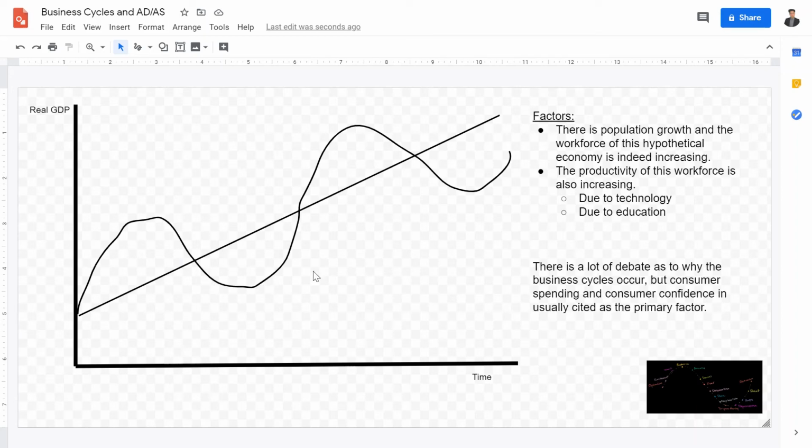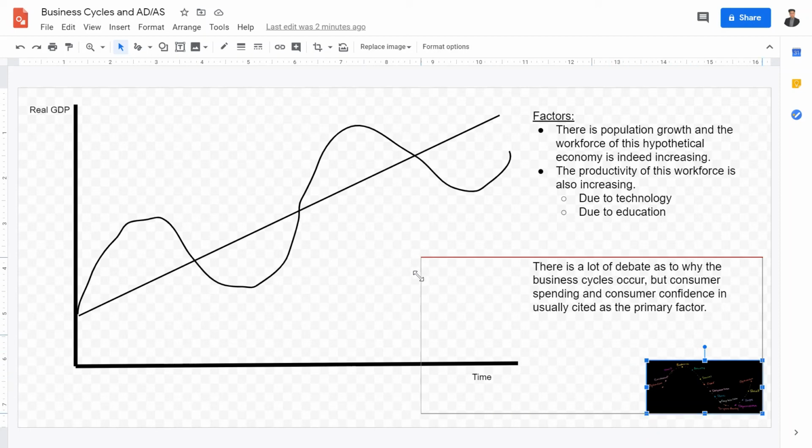Now, the Keynesian economists will say government intervention, maybe lowering the interest rates, and having fiscal and monetary policies, will lead the economy back into confidence again. So although there's a lot of debate concerning why the business cycle occurs, it is generally accepted that consumer confidence and consumer spending are associated with the business cycle and the boom and bust cycle of increasing rapidly and then slowing down in GDP growth.